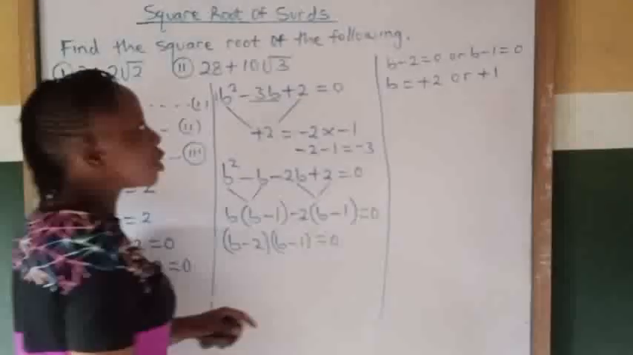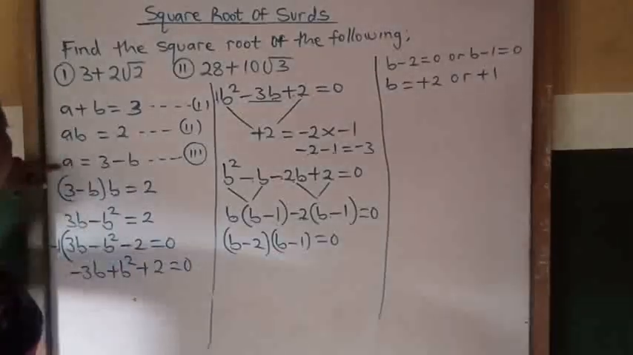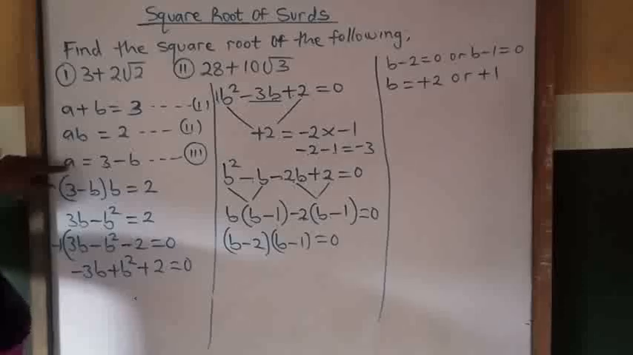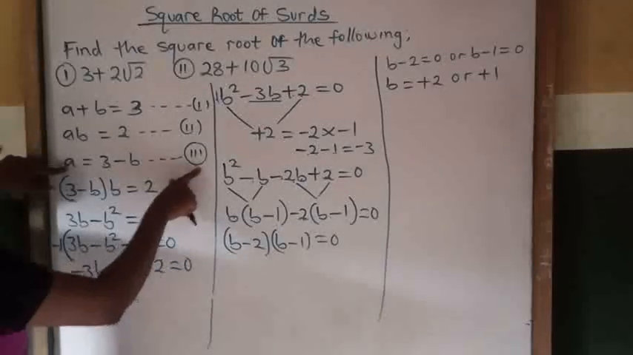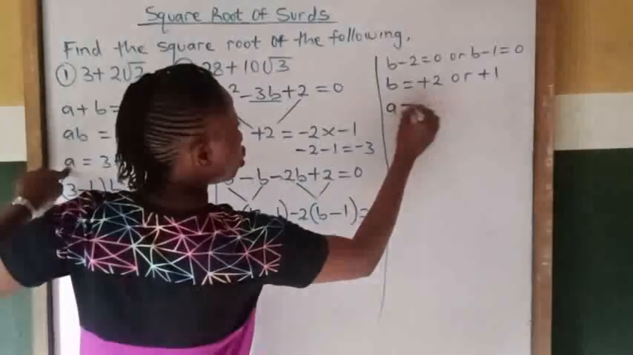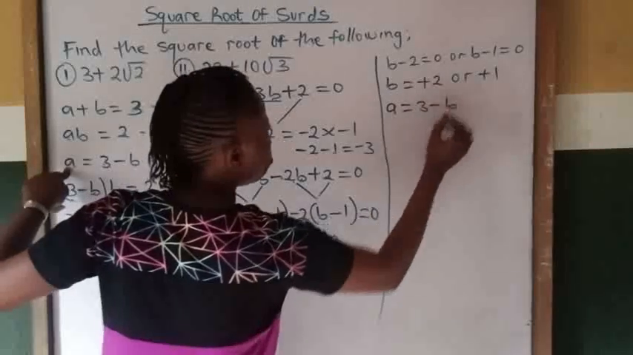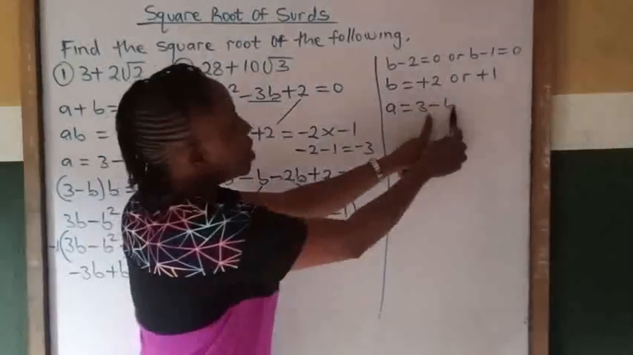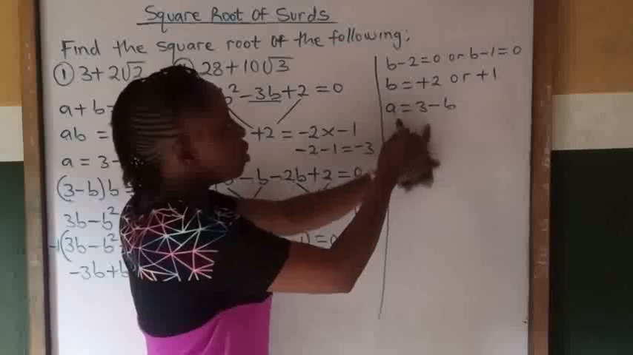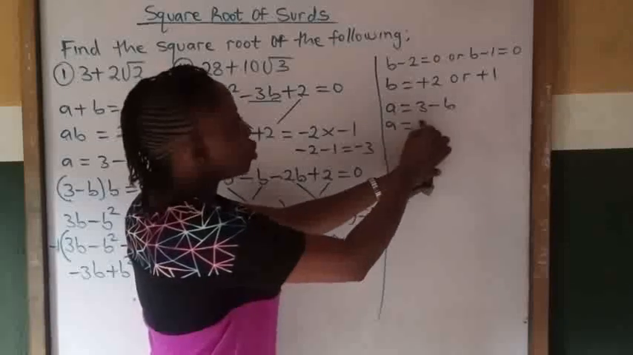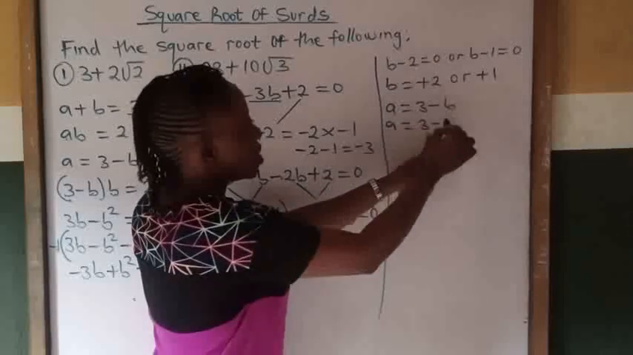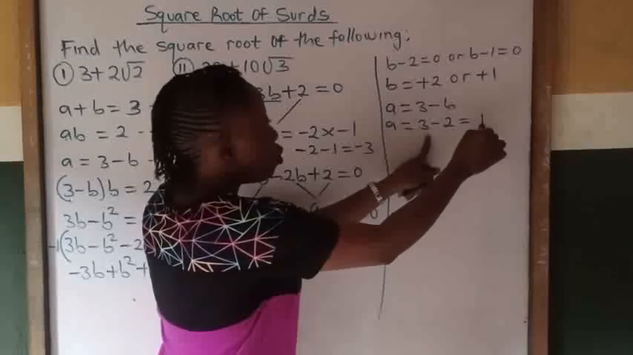So that is not where we are going. We have to look for the value of a. We can get the value of a from equation 3. So a equals 3 minus b. When our b is equal to 2, what will be the value of a? You are going to have a equals 3 minus b, b is now 2, equals 1.